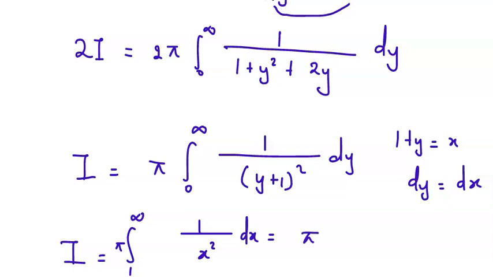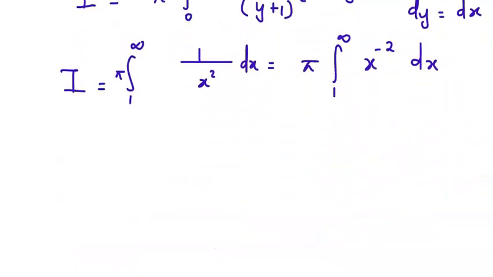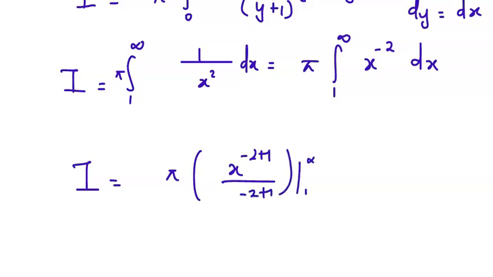So this is equal to pi times the integral from 1 to infinity of x raised to the power of negative 2, and then we have our dx. This is really cool and easy enough, right? So this is going to be pi, then in brackets, we use that power rule. We're going to have x raised to the power of negative 2 plus 1 divided by negative 2 plus 1, from 1 to infinity. So this is going to be pi times x raised to the power of negative 1 divided by negative 1, which is the same as negative 1 times x to the power of negative 1.